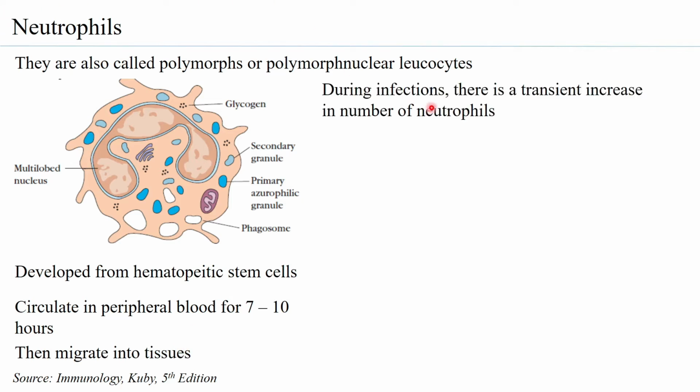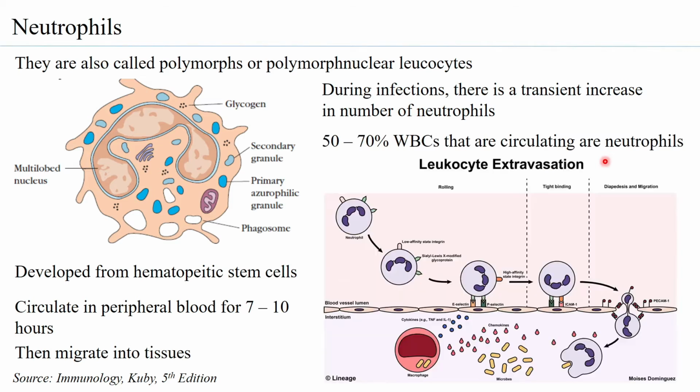Now, during infections, there is a transient increase in the number of neutrophils, and this aspect is used in the medical fraternity to find out whether a person has an infection or not. So it has a diagnostic relevance. 50 to 70% of circulating WBCs are in fact neutrophils.